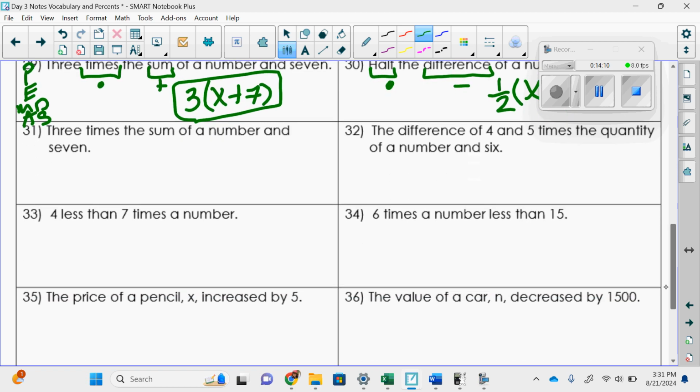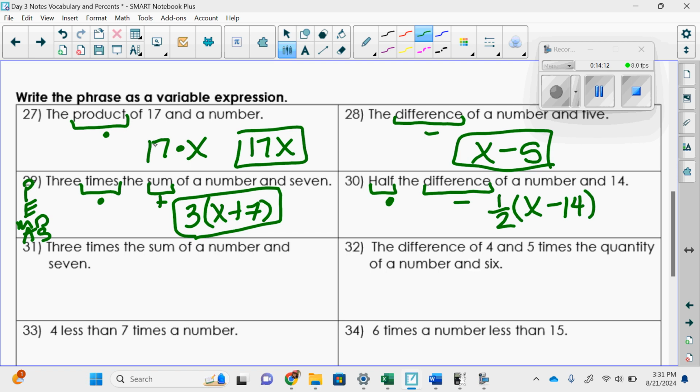31. 3 times the sum of a number and 7. So again, I have 3 times the sum. So in order to add before I multiply, I have to put the sum of a number and 7 in parentheses before I multiply by 3. Oh, we just did that one twice.